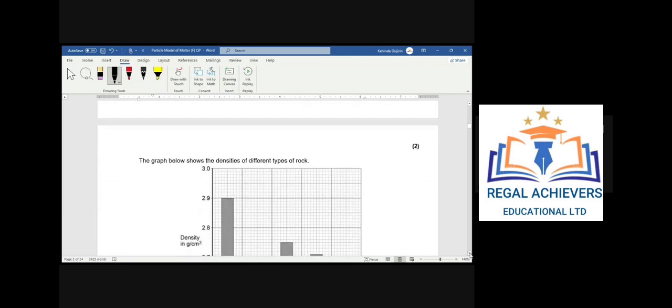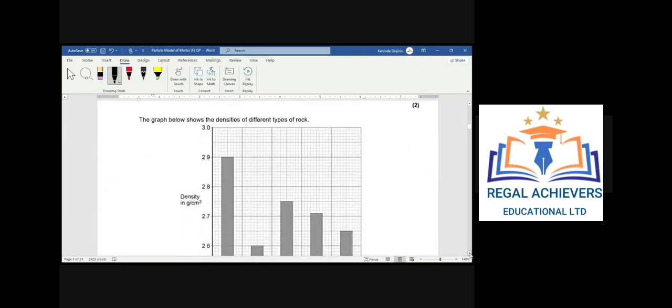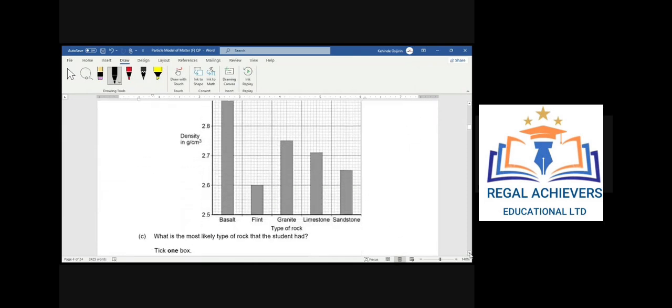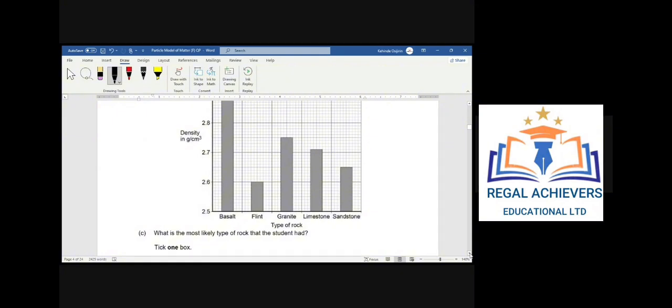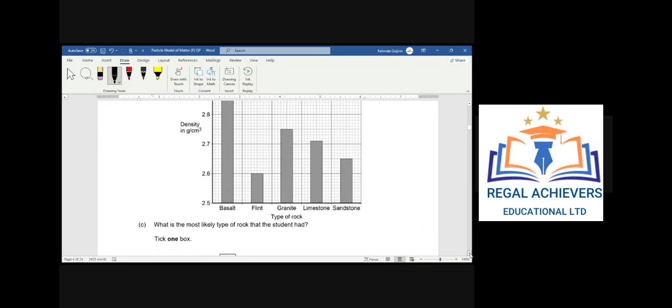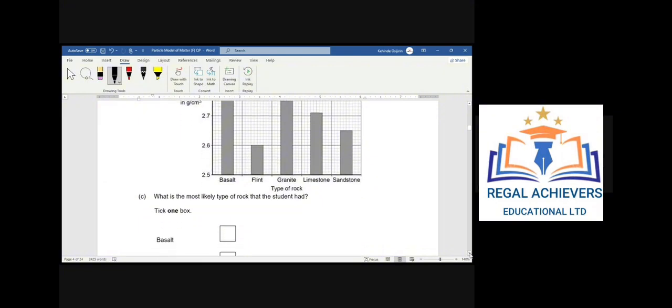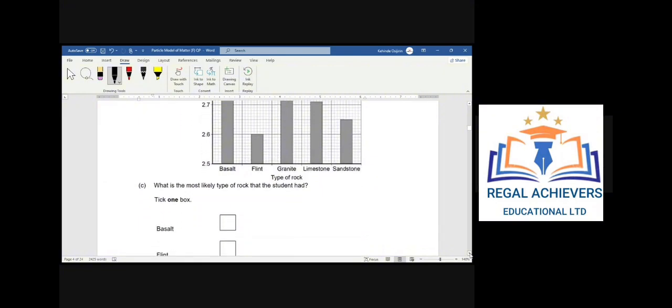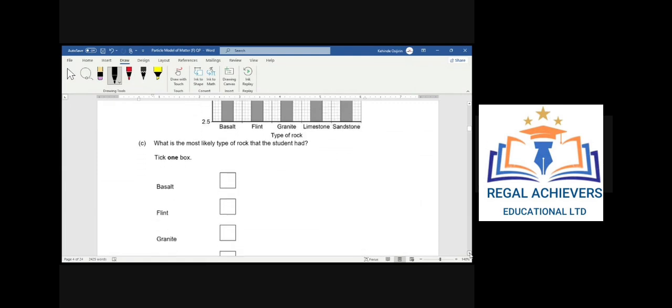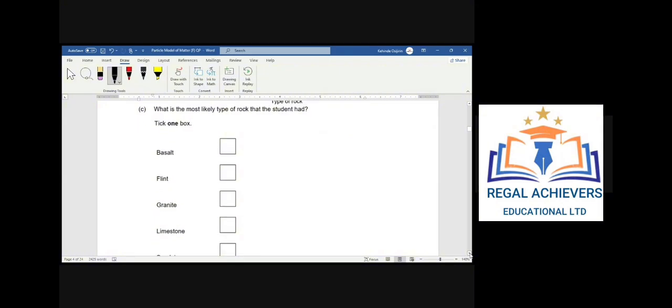They say the graph below shows the density of different types of rock. We can see different types of rocks and their density. What is the most likely type of rock that the student had? We're talking about rock. Limestone is a rock. Even sandstone would have been considered, but you see that limestone is even higher than sandstone. But basalt, that's even higher, so it is not the rock. So the most likely type of rock that the student had is limestone.